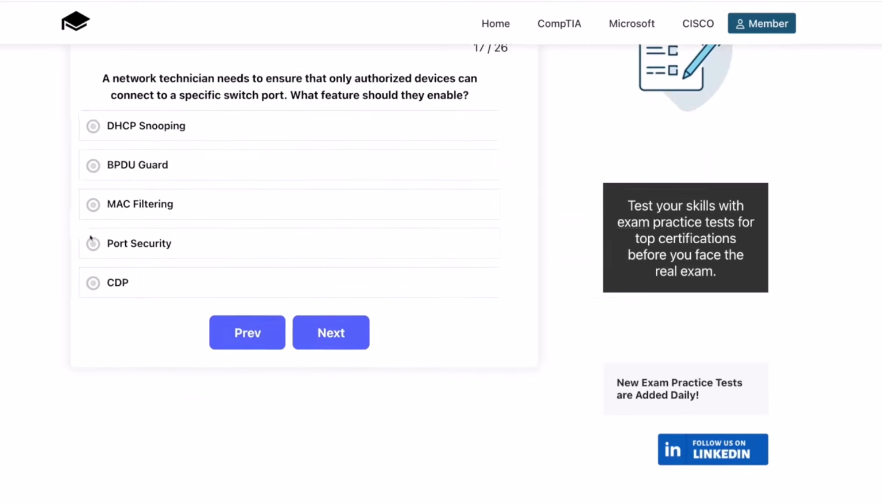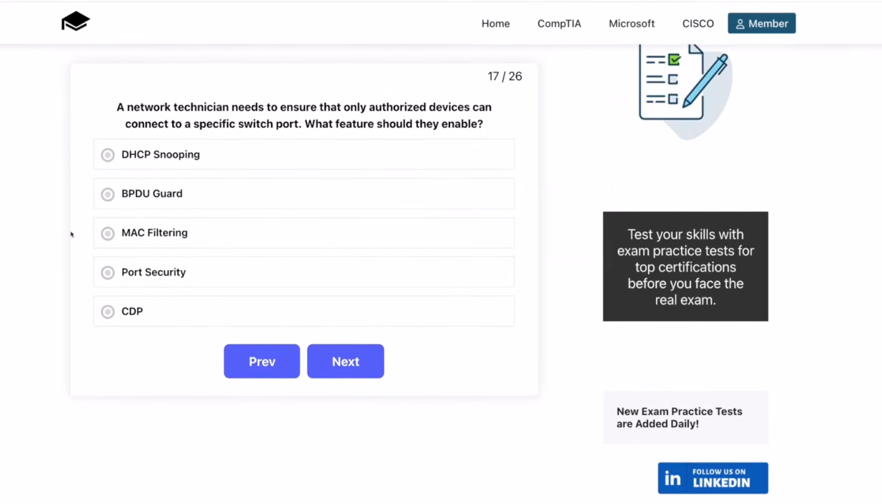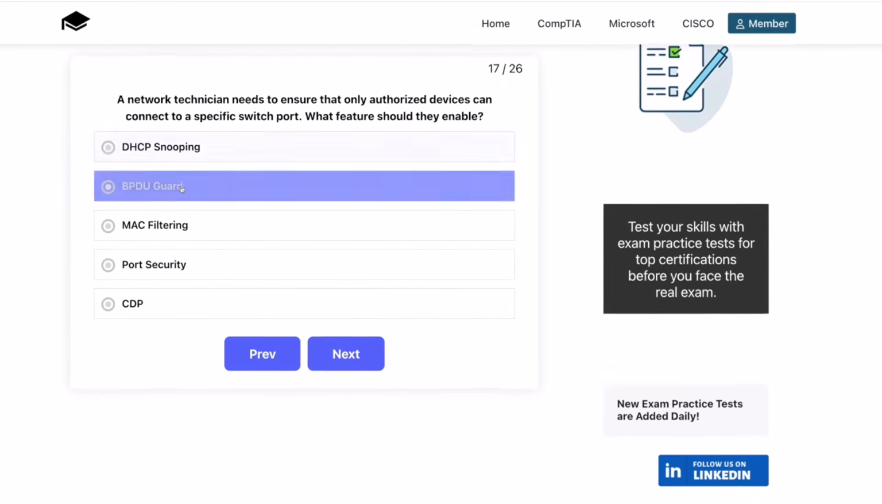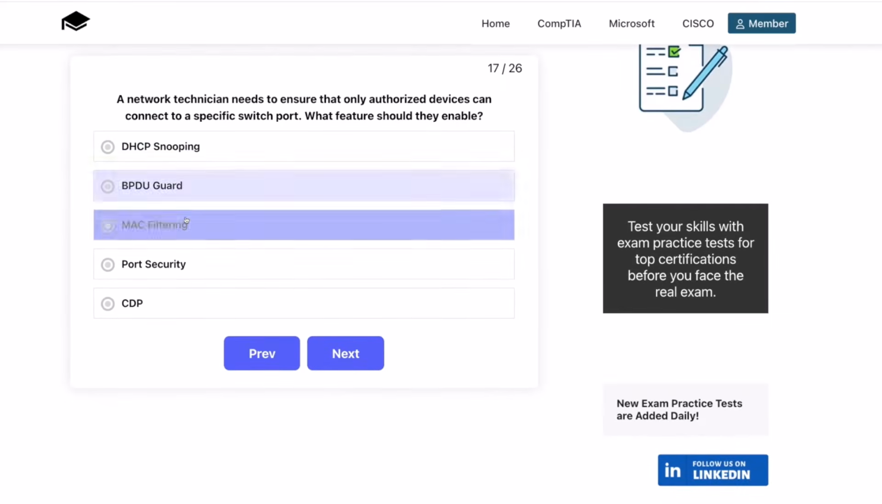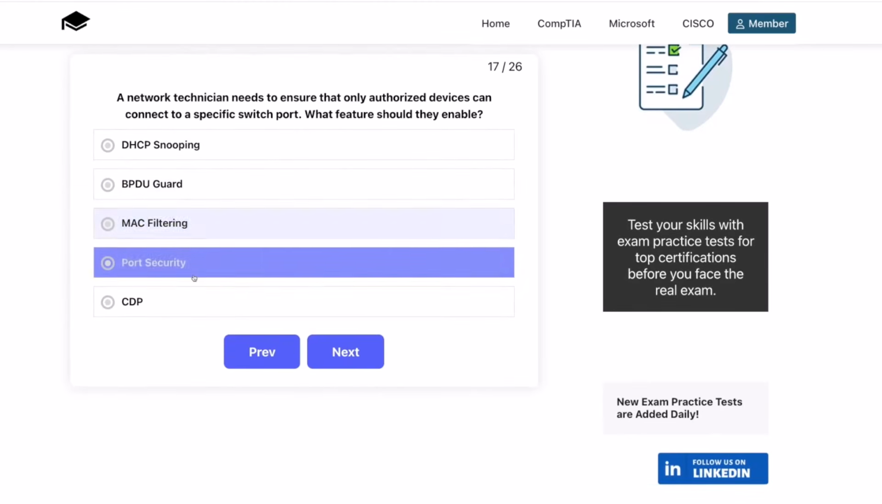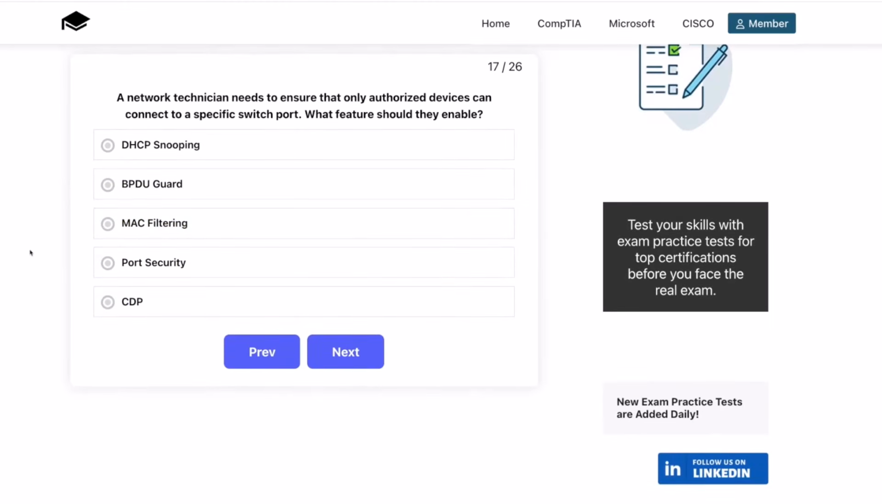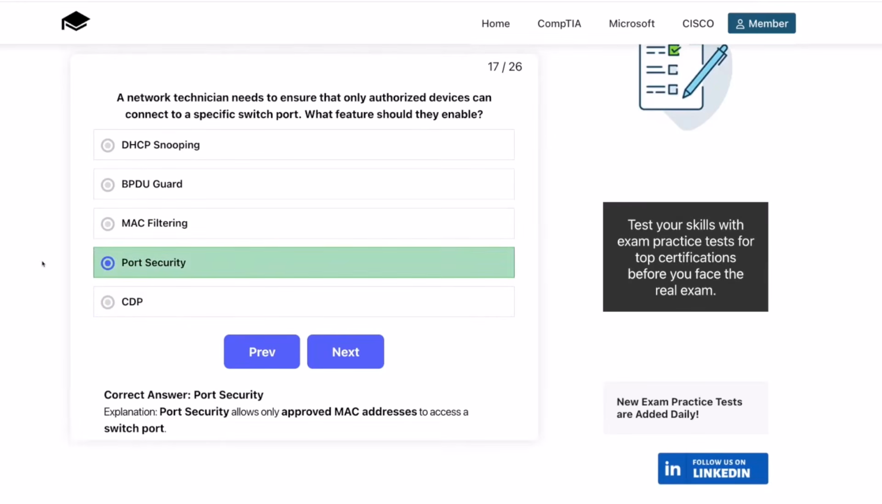All right, question 17. A network technician needs to ensure that only authorized devices can connect to a specific switch port. What feature should they enable? DHCP snooping? BPDU guard? MAC filtering? Port security? Or CDP? The correct answer is port security. Port security allows only approved MAC addresses to access a switch port.